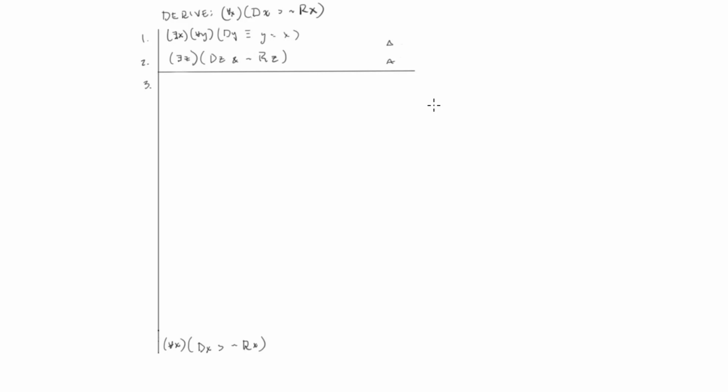Hello everyone. In this video, we're going to demonstrate the validity of this argument. The conclusion along the bottom of this main scope line is for all x, if dx, then not rx. And it comes from two primary assumptions, both existential generalizations. The first one is there's an x for all y, dy if and only if y equals x. And the second one is there is a z, dz and not rz.